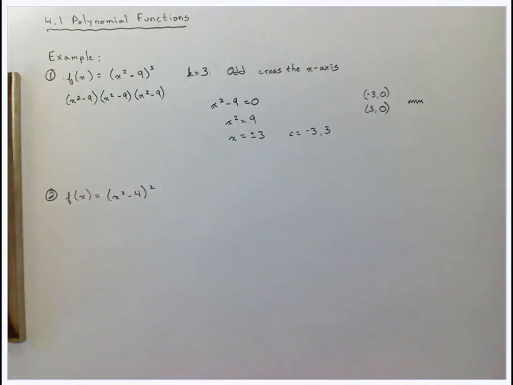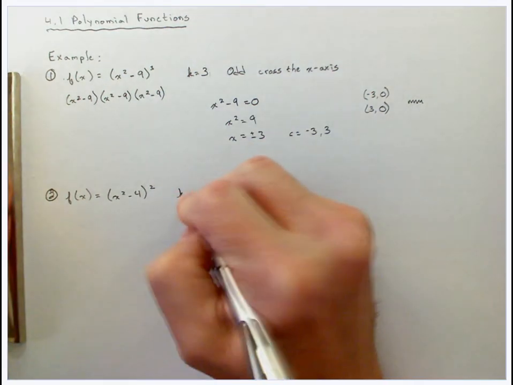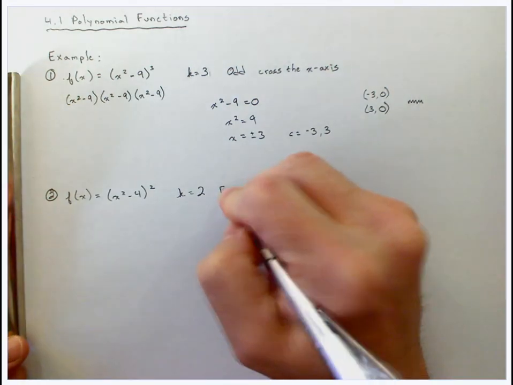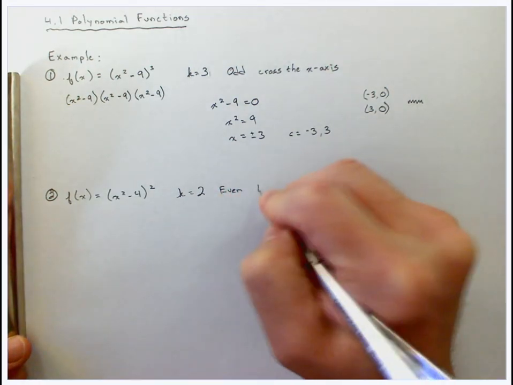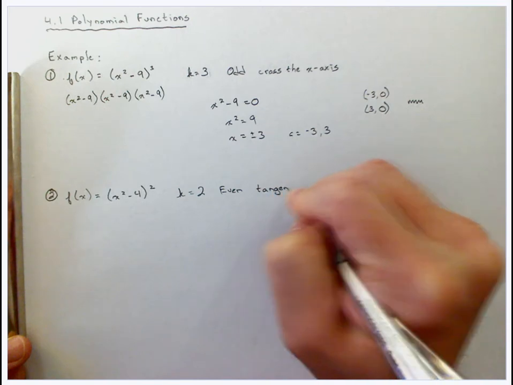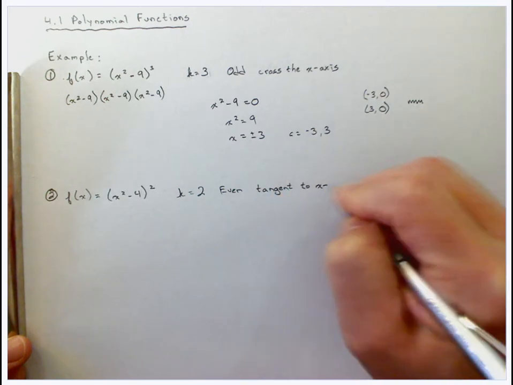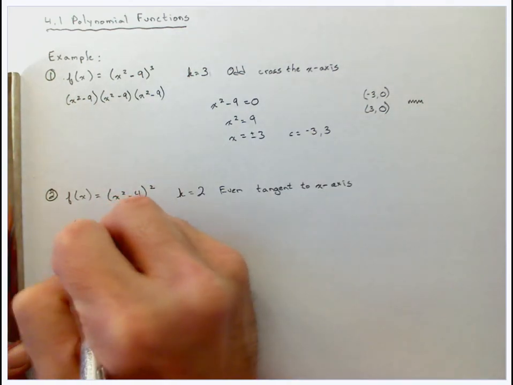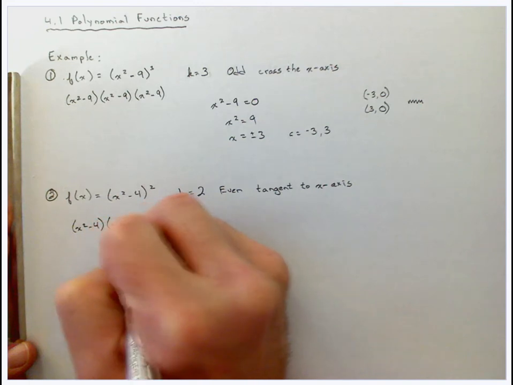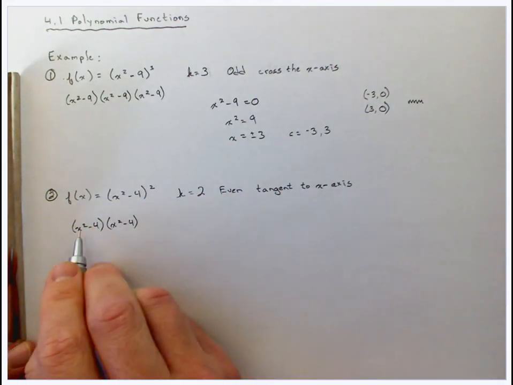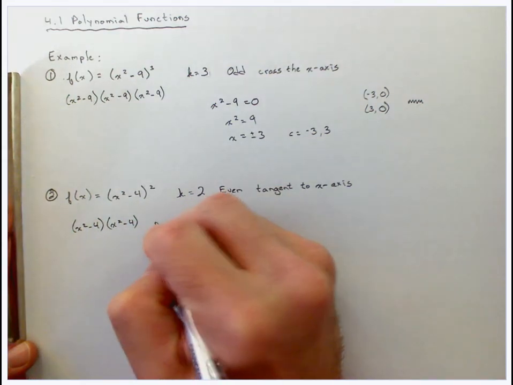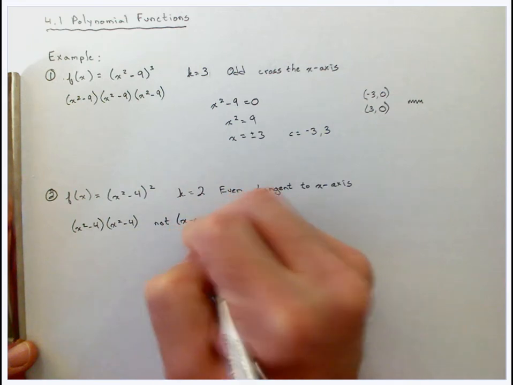Let's look at the second example. All right, so k equals 2. 2 is even. Therefore, tangent to the x-axis. Again, what this shows is x squared minus 4 times x squared minus 4. But x is squared. It's not in the form that they give me. It's not in the form x minus c.